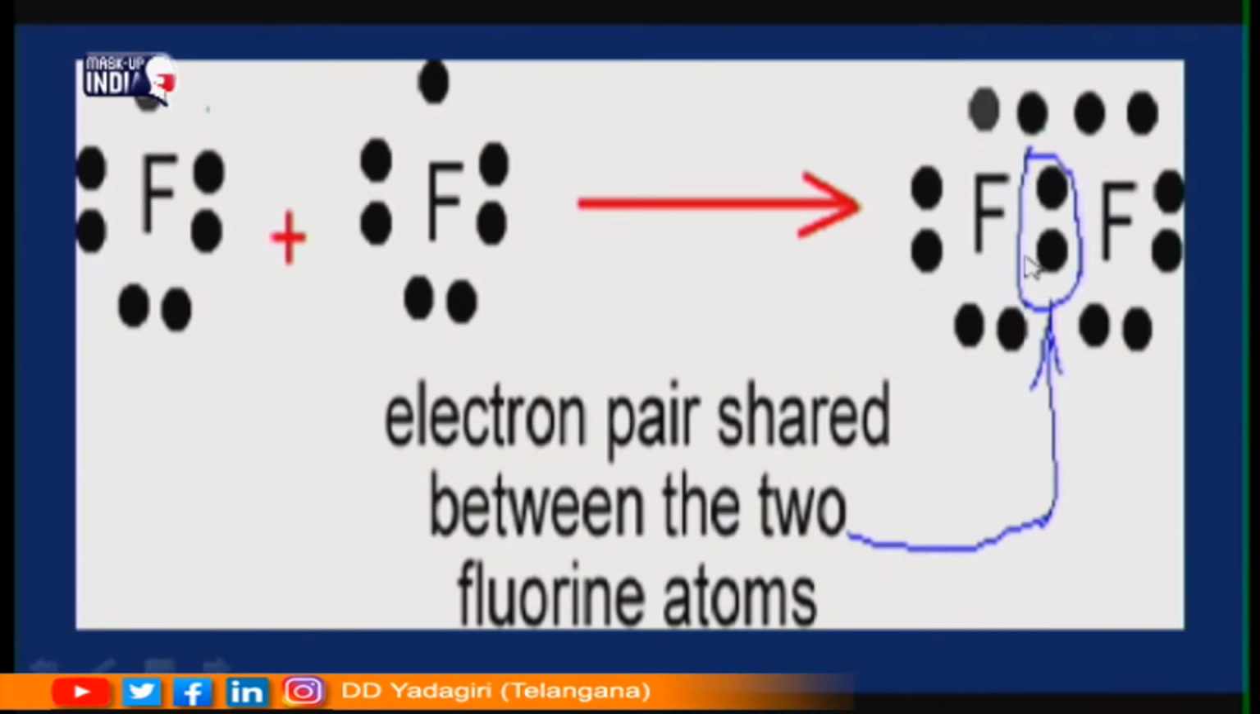So, if you look at this picture, this is the shared pair of electrons. One electron is contributed by this fluorine atom and the other electron is contributed by this fluorine atom. Thus, they are sharing one pair of electrons between them, forming a molecule which is called an F2 molecule. And here the bond which is formed between the two fluorine atoms is due to the sharing of electrons. So, it is called a covalent bond.